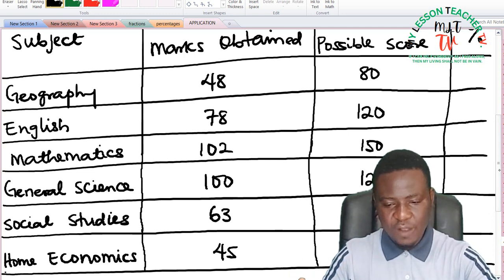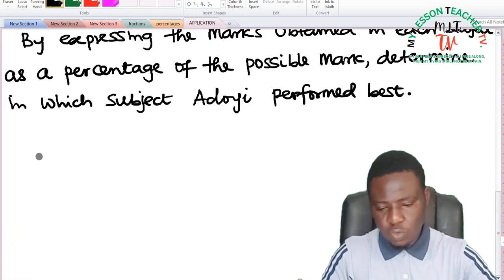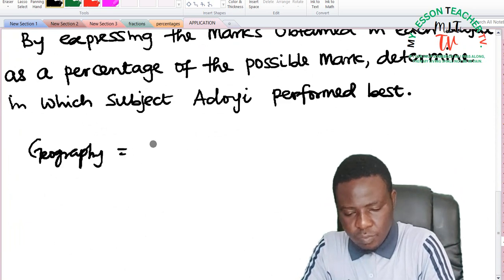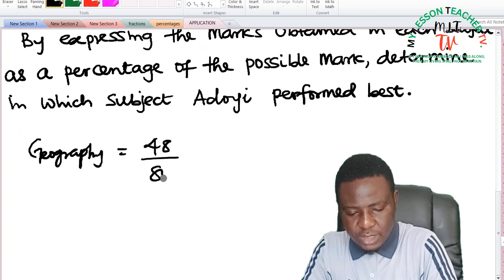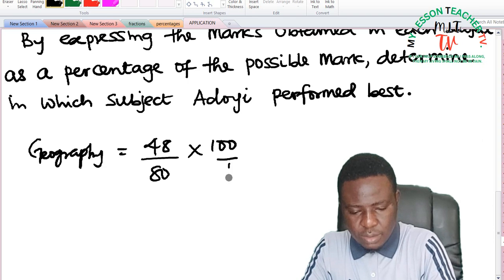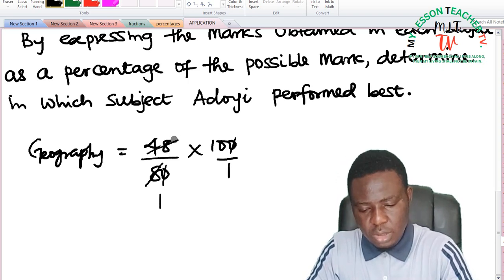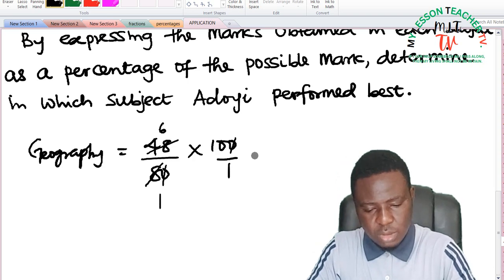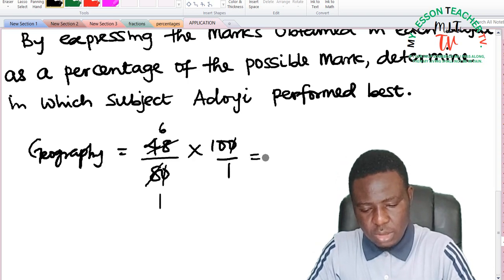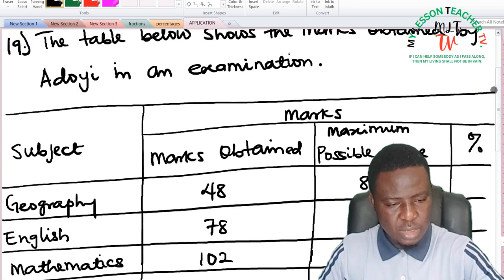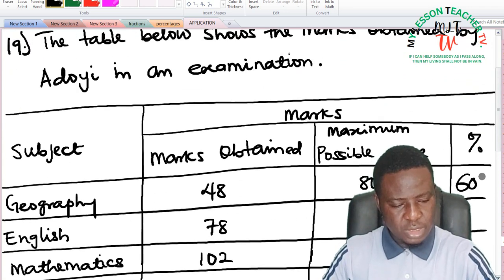So for geography, we are going to find 48 out of 80 as a percentage. 48 over 80 times 100. This will cancel. 8 into itself is 1. 8 into 48 is 6 times. So that 6 times 10 is 60%. So in geography, he scored 60%.